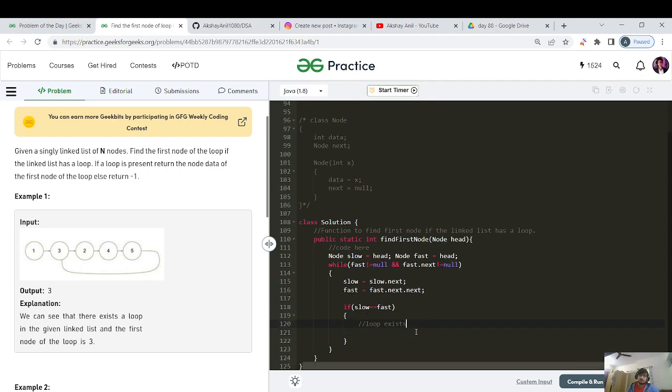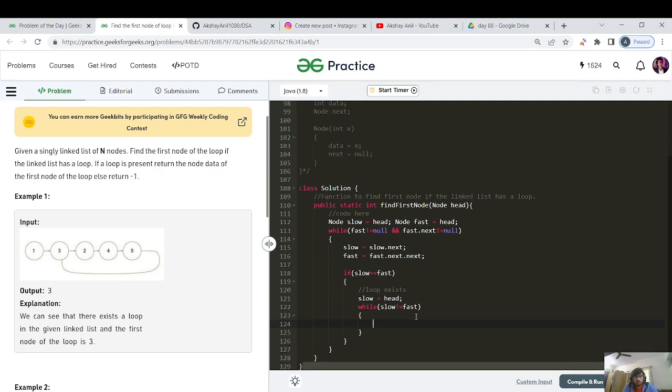So I know slow and fast are pointing to one node in the loop, which means the loop exists. What I have to do is update my slow pointer, or let's say fast pointer, to head. In this case I am updating my slow pointer to head, and I will say that while slow is not equal to fast, keep on moving ahead one step at a time. So slow equals slow dot next, and fast equals fast dot next, right? And as soon as this while loop is over, I will say return slow dot data, or you can also say return fast dot data, because both are pointing at the same node. That is the starting point of the loop. So I will write slow dot data, and in the comment I will say you can also return fast dot data, right?